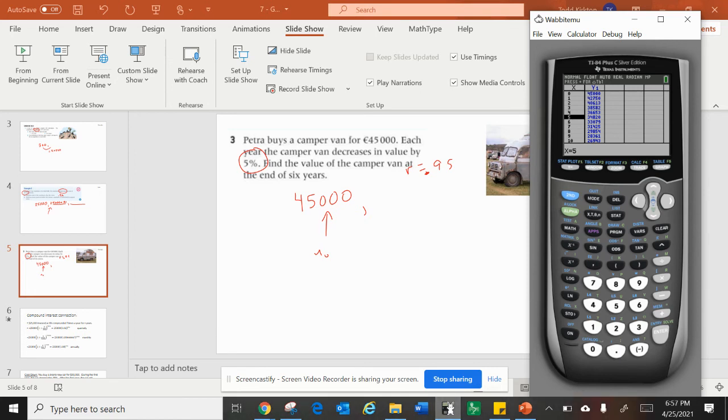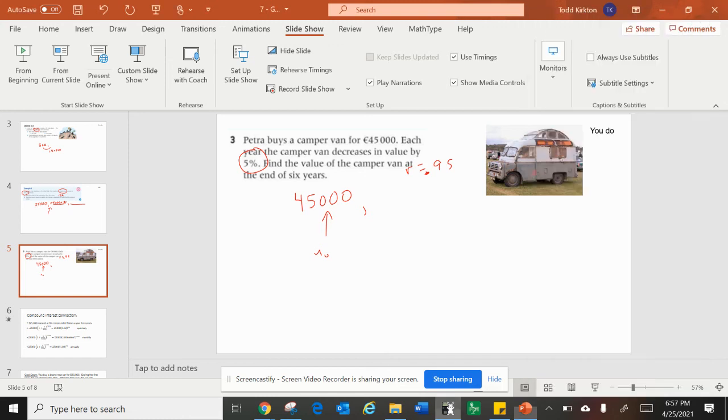If you ever get stuck on these, you can just keep multiplying by this value and make a list. If you can't figure out the calculator, it's only 5 years. You have a calculator to multiply. Just keep multiplying by 0.95 and you get your answer.